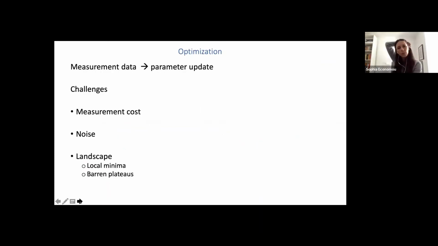Okay, so the next step is, of course, optimization. Now you have measured, you have a way to update your parameters. And the challenge here is the measurement cost. To some degree, I addressed this a few slides ago, where I showed you some results from the literature of how to group Paulis. And two big problems are, of course, the noise. So noisy optimization is hard, as well as the fact that the landscape, oftentimes, of course, this is very ansatz dependent or objective function dependent, but generically the landscape tends to be nasty. It tends to have local minima, and it tends to have what are called barren plateaus, which I'll talk about in a moment.